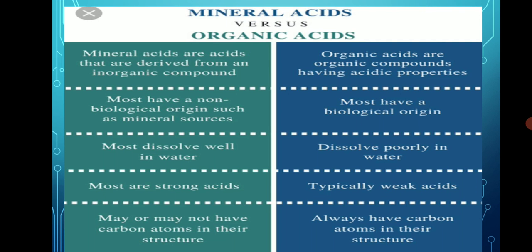We can easily differentiate mineral acids and organic acids. Mineral acids are acids that are derived from inorganic compounds, whereas organic acids are organic compounds having acidic property. Mineral acids mostly have a non-biological origin, such as a mineral source, and organic acids mostly have a biological origin. Most mineral acids dissolve well in water, but organic acids do not dissolve well in water. Most mineral acids are strong acids, but organic acids are typically weak acids.